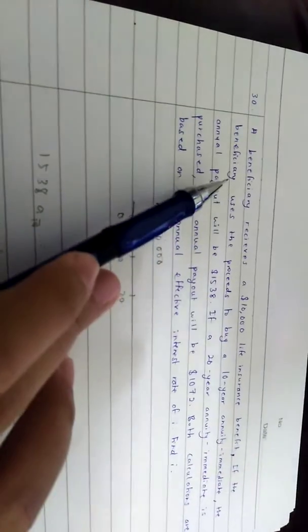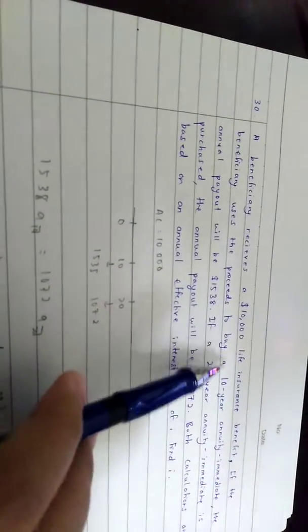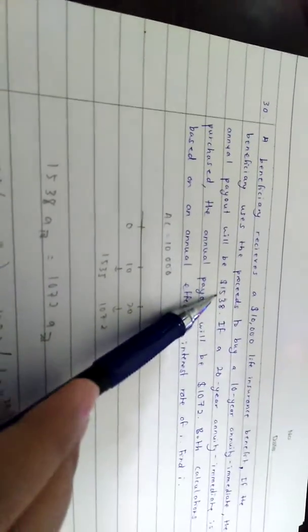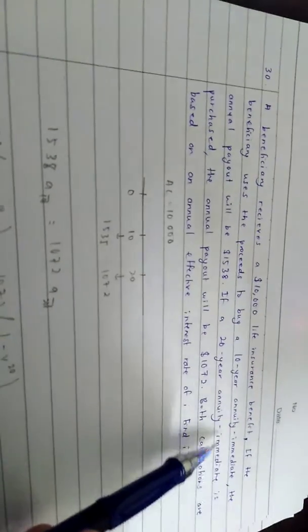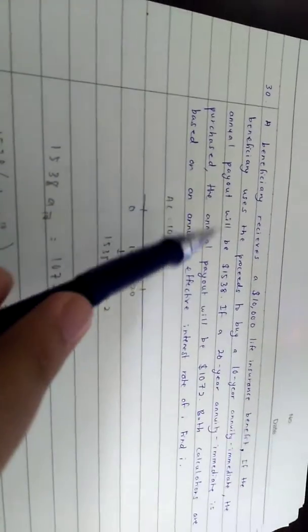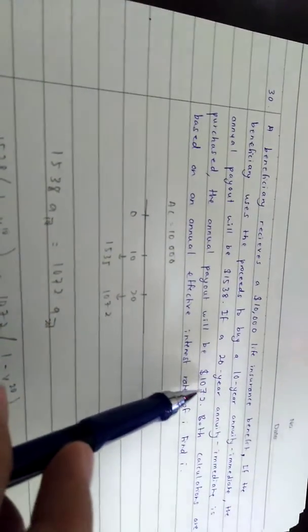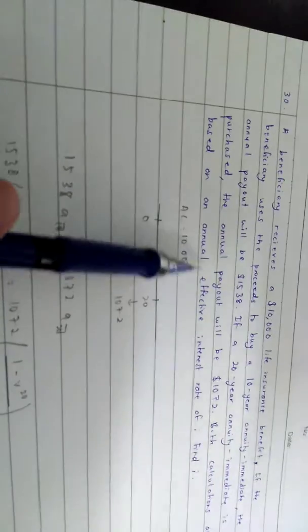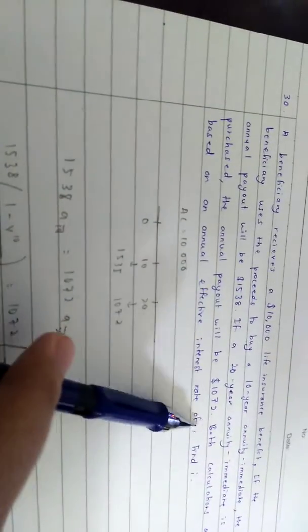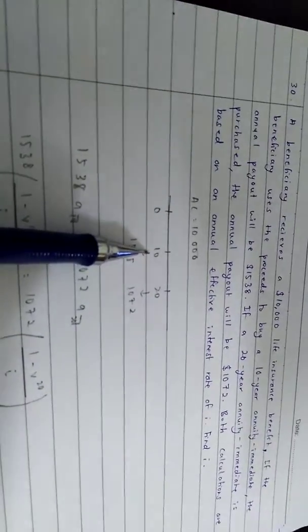Number 30, a beneficiary receives a $10,000 life insurance benefit. If the beneficiary uses the proceeds to buy a 10-year annuity immediate, the annual payout will be $1,538. If a 20-year annuity immediate is purchased, the annual payout will be $1,072. Both calculations are based on an annual effective interest rate of i. We have to find i, and by that we draw the timeline of here.